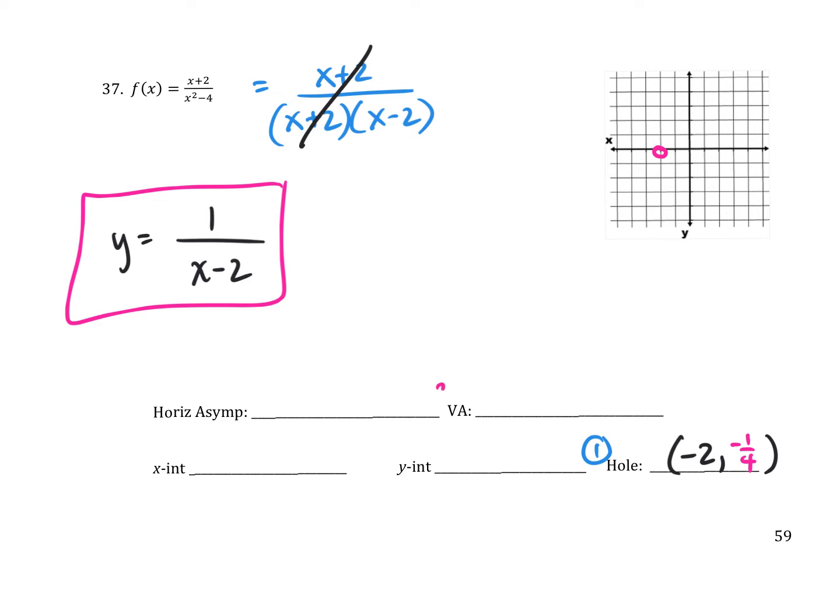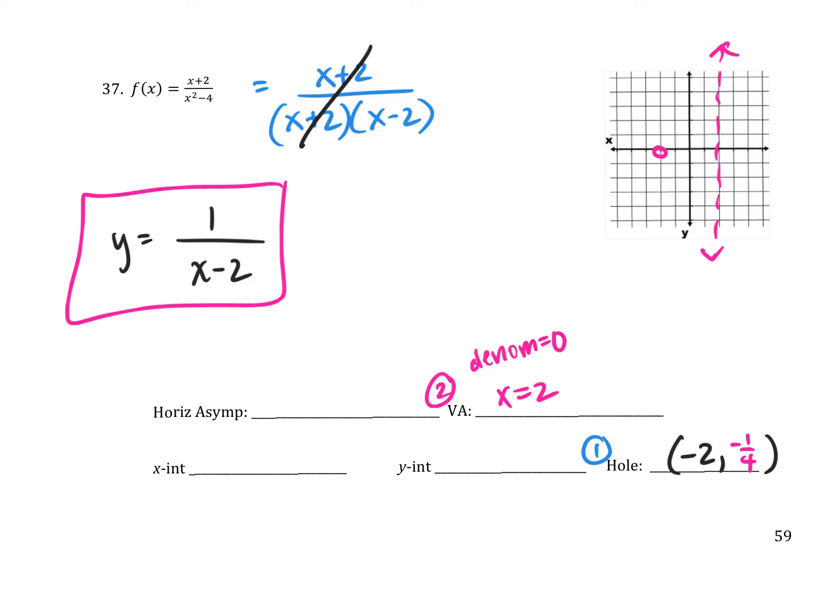The next thing I'm going to do all day, every day is that vertical asymptote. Where's that vertical asymptote? Again, if you want that little note, it's when the denominator equals 0. Where does this denominator equal 0? When x is 2. I'm going to go right 2, and I'm going to put in my vertical asymptote.